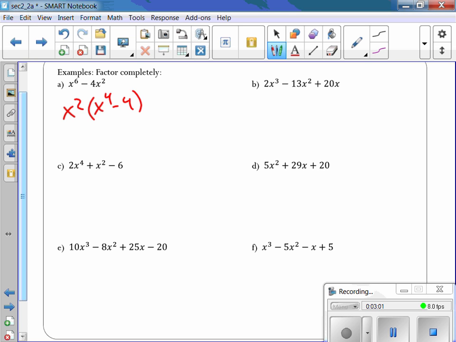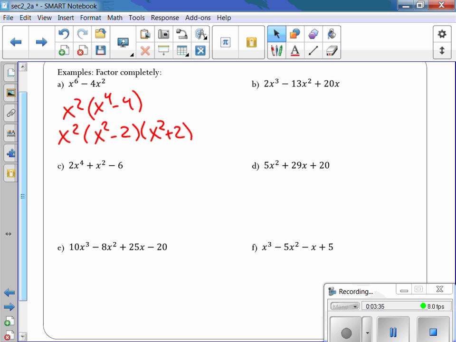And what do we have now with that x to the 4th minus 4? We have ourselves a binomial. What type of binomial? Absolutely. So just because you take out your GCF or just because you do one factor doesn't mean that there's not another factoring step involved. So in this case, we wind up with x squared times x squared minus 2 times x squared plus 2. And that's as far as we need to take that.